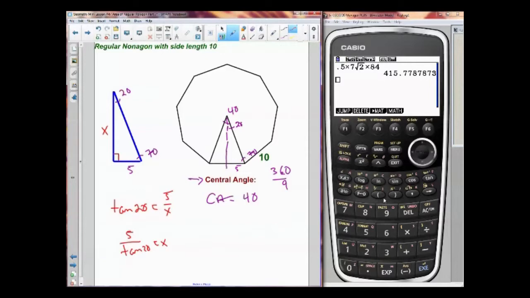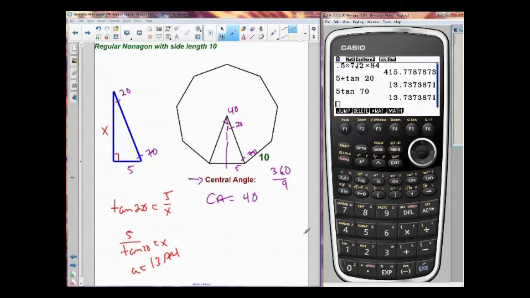And let's put that in the calculator. 5 divided by tangent 20 gives me 13.74. 13.74 is my apothem. And I could have done the same thing with tangent 70. Watch this. Tangent 70 is equal to opposite over adjacent. So what we're going to do is 5 divided by tan 70, which will give me the same thing. So it didn't matter which angle you used. You have to use one of your acute angles. You can never use your right angle.